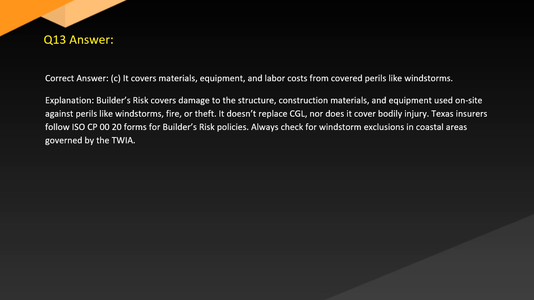Answer. Correct answer: C. It covers materials, equipment, and labor costs from covered perils like windstorms. Explanation. Builder's risk covers damage to the structure, construction materials, and equipment used on site against perils like windstorms, fire, or theft. It doesn't replace CGL, nor does it cover bodily injury. Texas insurers follow ISO CP 020 forms for builders' risk policies. Always check for windstorm exclusions in coastal areas governed by the TWIA.